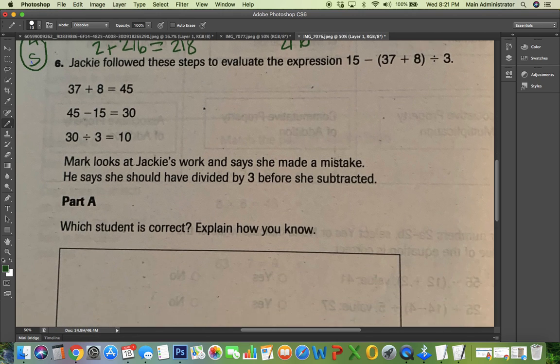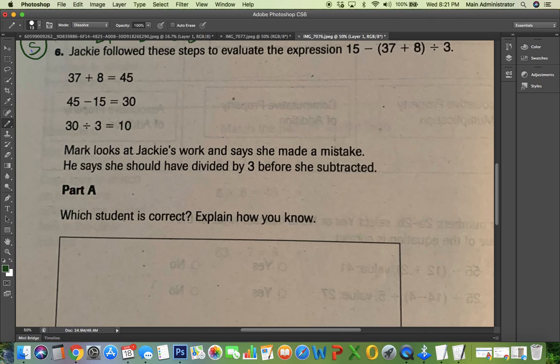Let's take a look at number 6. Jackie followed these steps to evaluate the expression 15 minus (37 plus 8) divided by 3. All right, so she first, again, PEMDAS, order of operations. Let's write it down. Circle the M and the D, circle the A and the S. Multiply. Okay, so parentheses come first. Let me do the parentheses. It would be 37 plus 8. Check. That's correct. Next would be multiply or divide, and I'm seeing that they're subtracting, and that looks wrong.